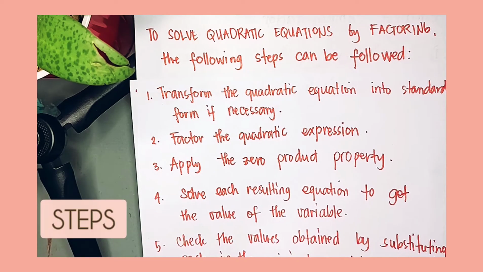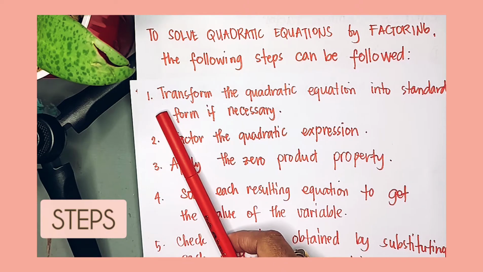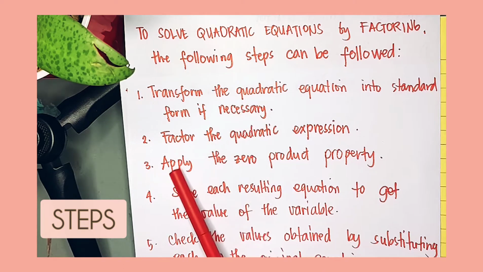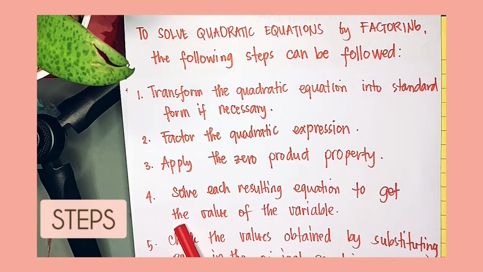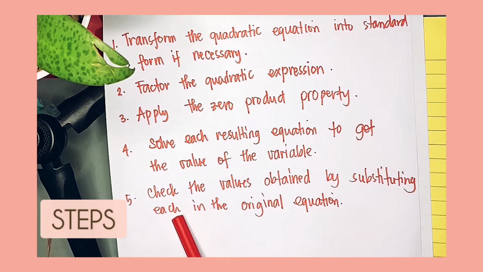To solve quadratic equations by factoring, we need to follow some simple steps. Number 1, transform the quadratic equation into standard form if necessary. Number 2, factor the quadratic expression. Number 3, apply the zero product property. Number 4, solve each resulting equation to get the value of the variable. Number 5, check the values obtained by substituting each in the original equation.